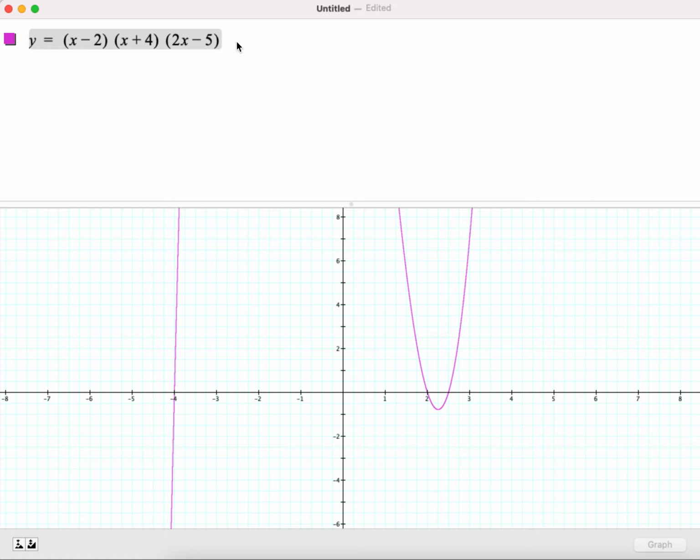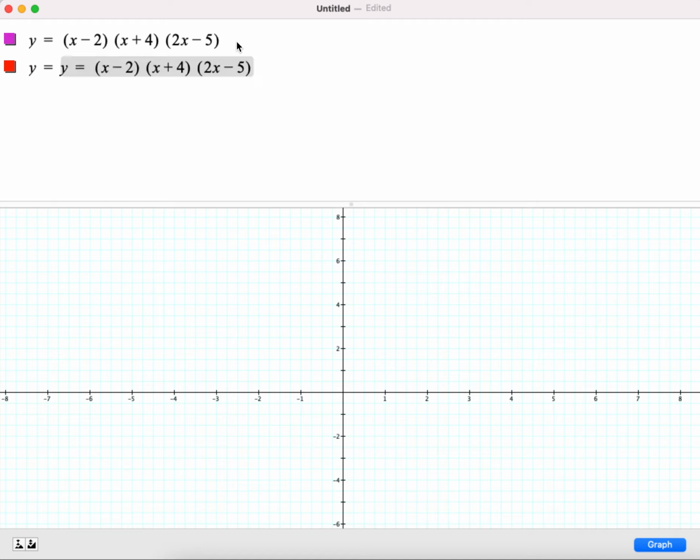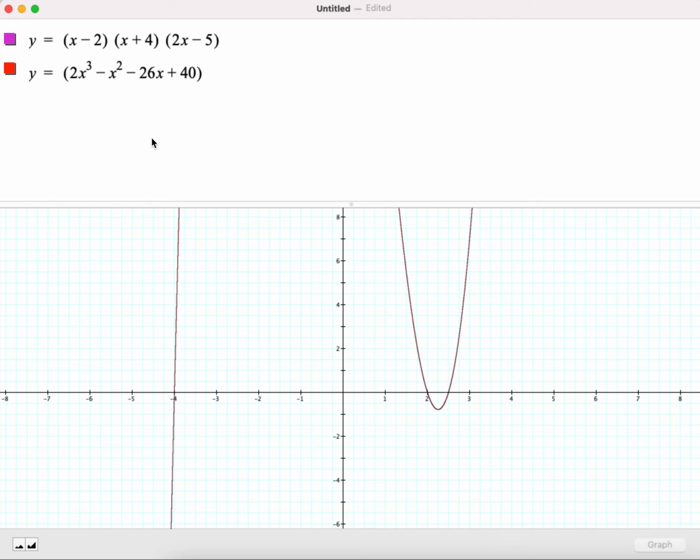If I also make a copy of it and put it in expanded form, well, I don't need two y's in there, but I can have the computer do that for me. Expanded form would look like that. That's not as obvious what it's doing, right? The graph is exactly the same because that's two things in the same, and just in two different forms.